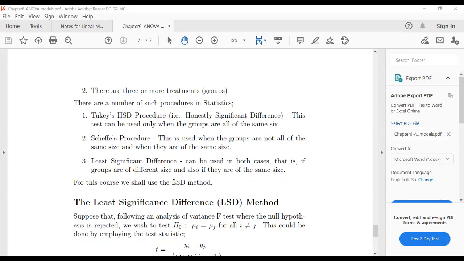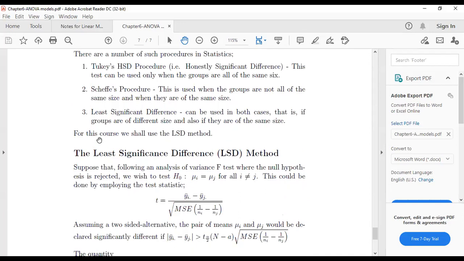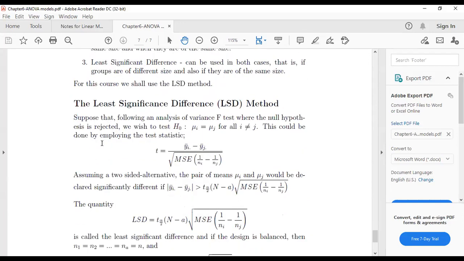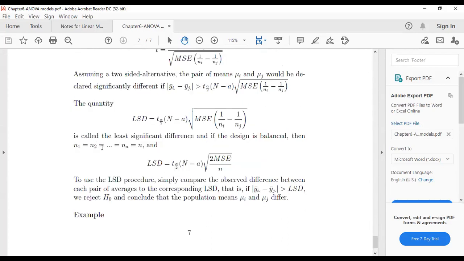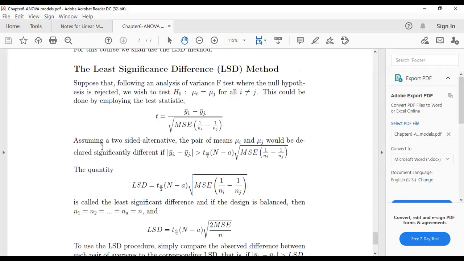For this course, we shall use the LSD. That's where we can limit ourselves, the least significant difference, right? So let's get an understanding of the least significant difference. Suppose the F test is rejected. We wish to test H naught: mu i is equal to mu j. So now it's a matter of pairwise comparison, right? You take mu i and mu j, and you compare.